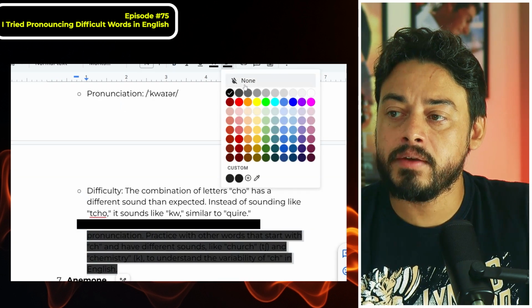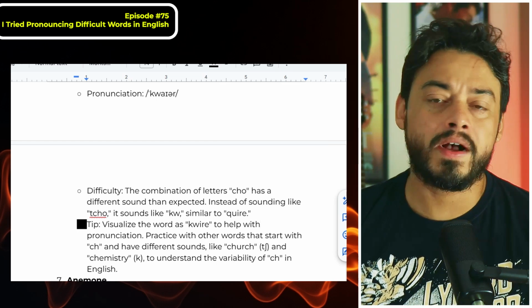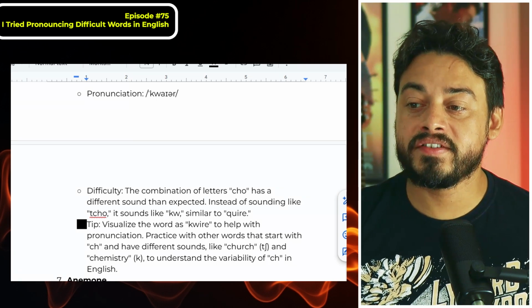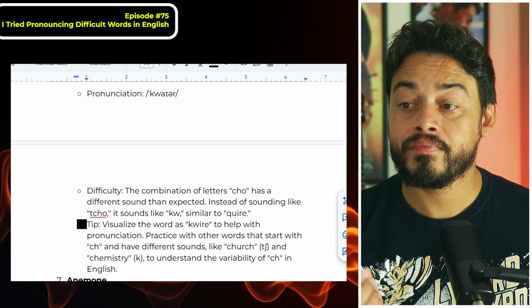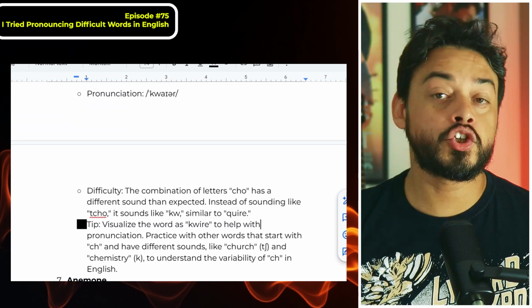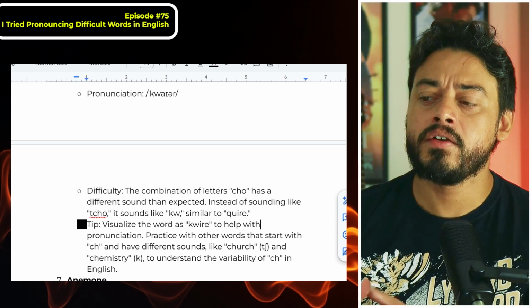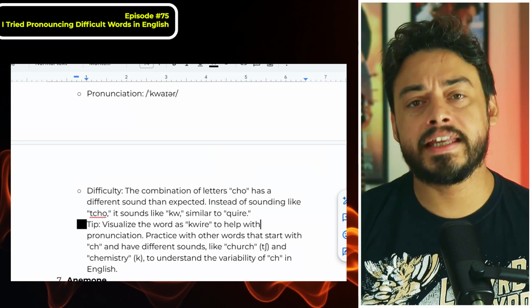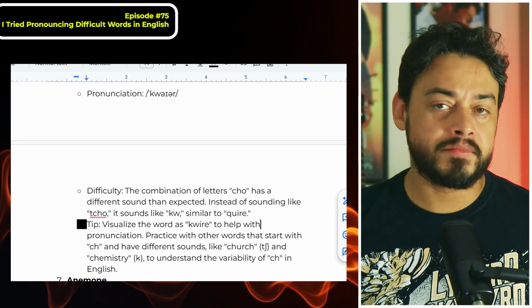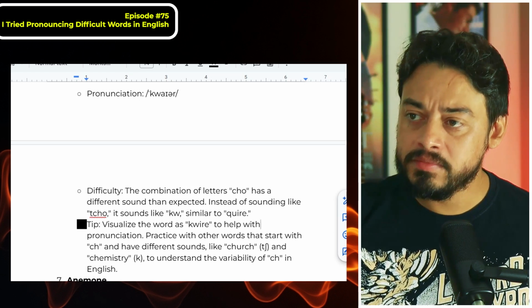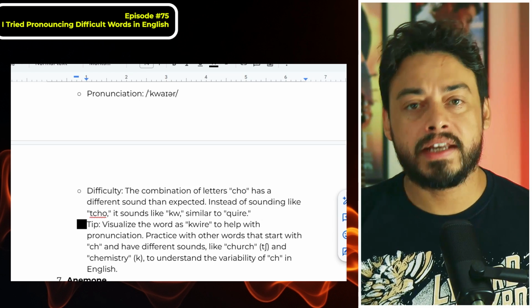So here's the tip. Visualize the word as kwire to help with pronunciation. Practice with other words that start with ch and have different sounds like church or chemistry, just to understand the variability of ch in English. All right. So sometimes it can be ch, sometimes it sounds like a k, like chemistry, and sometimes it sounds like this kwa, like choir.